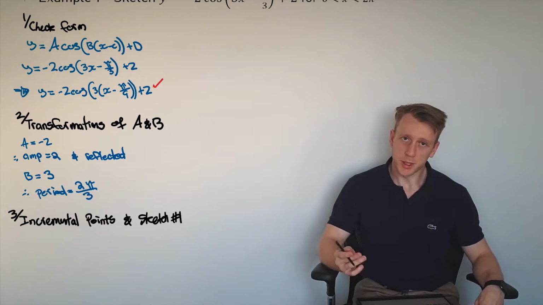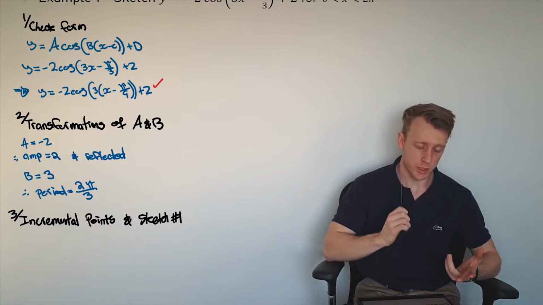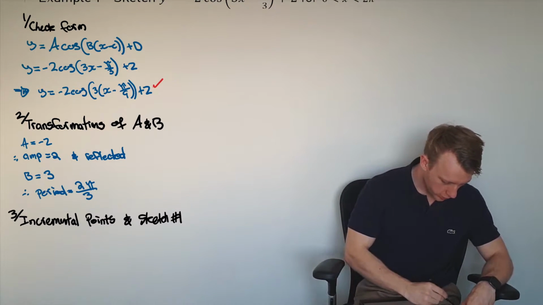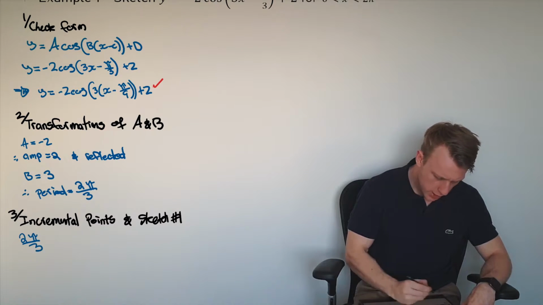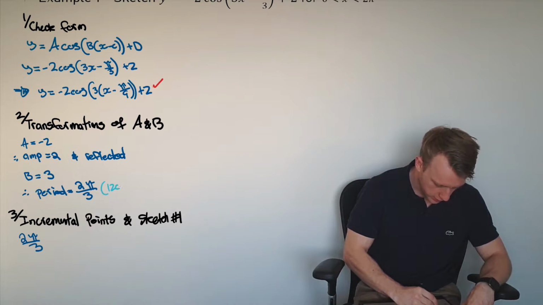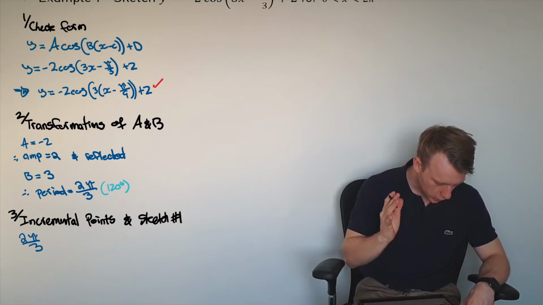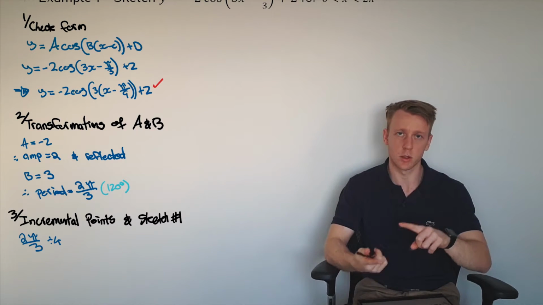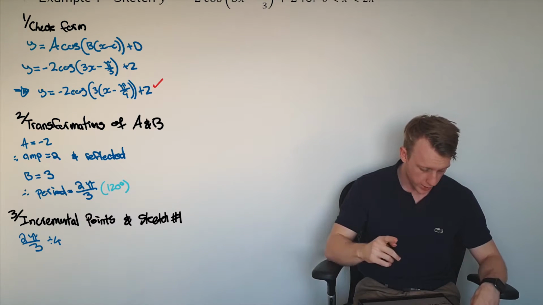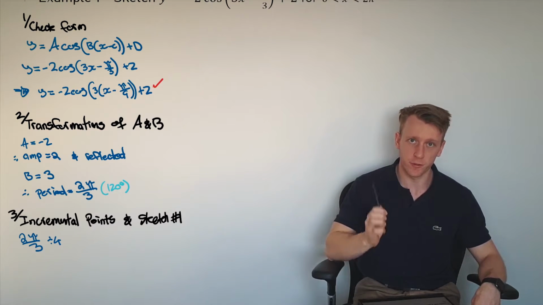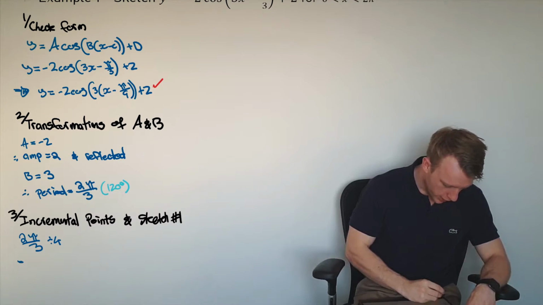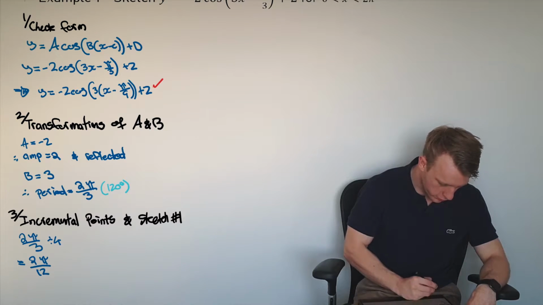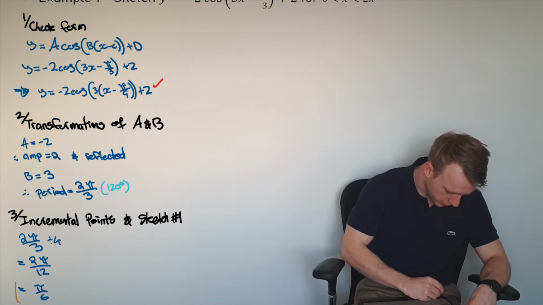Now, we just need to be a little bit careful with our incremental points in our initial sketch. So incremental points, we know that the period is 2 pi on 3. I'll just make a note. That's 120 degrees. We divide that by 4 because we need to split up to get those 4 incremental points for that full period to occur. When we do that, we get 2 pi on 12, we simplify that down to pi on 6. So these are our incremental points.